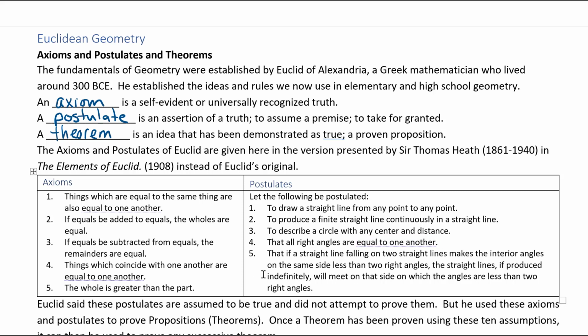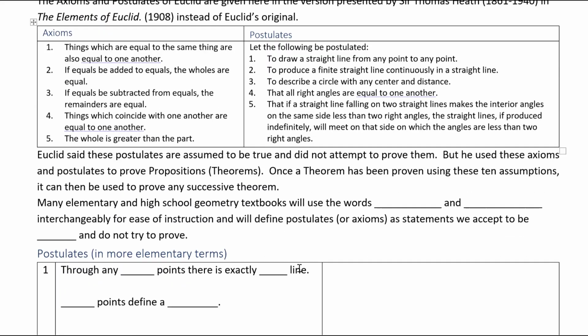all 90 degrees. And that if a straight line falling on two straight lines makes an interior angle on the same side less than the two right angles, the straight lines, if produced indefinitely, will meet on the side in which the angles are less than two right angles. Again, lots of kind of complex wording for a simple principle.